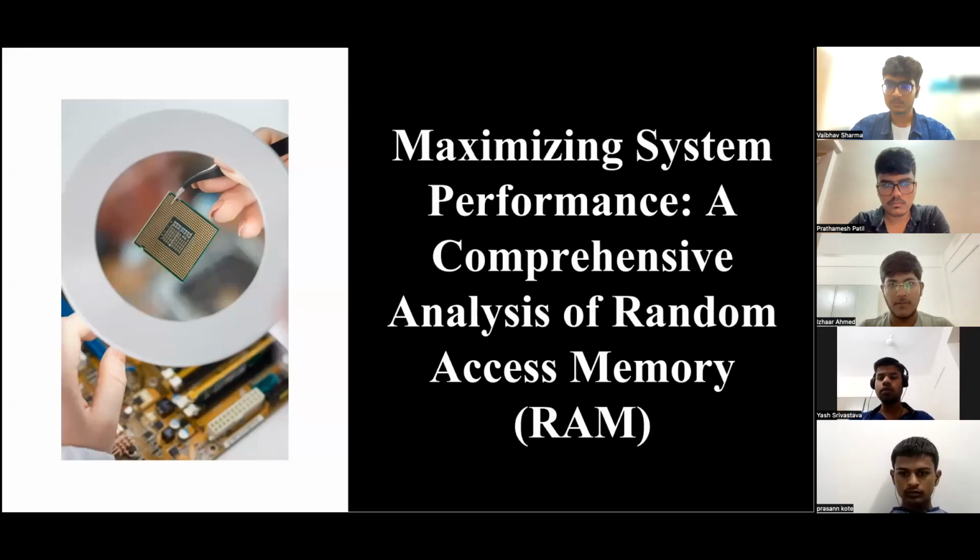And now Prasan will be giving detailed information about RAM. Hello, sir. Myself, Prasan Kote. I am introducing you to the comprehensive analysis of random access memory.